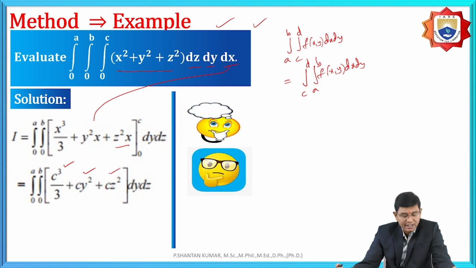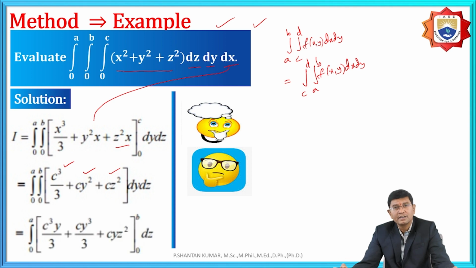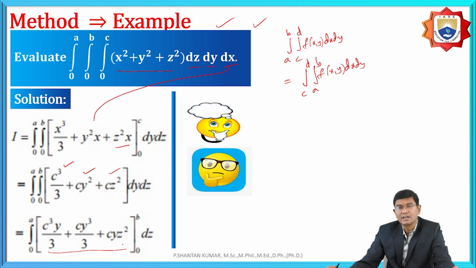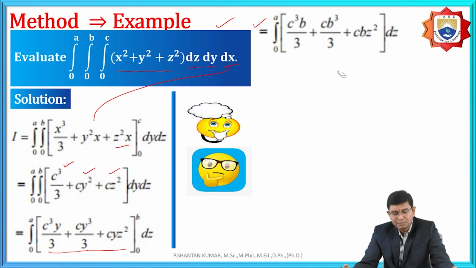Next again we need to integrate with respect to y. Therefore the other terms are treated as constants. So c cube by 3 is a constant and integrating the remaining 1 with respect to y gives y, plus c is a constant, y square integration is y cube by 3, plus c z square is a constant, integrating with respect to 1 is y. Based upon y we obtain this function. Now again we need to replace y with 0 to b, the upper limit and lower limit. By replacement of upper and lower limit we obtain this function.